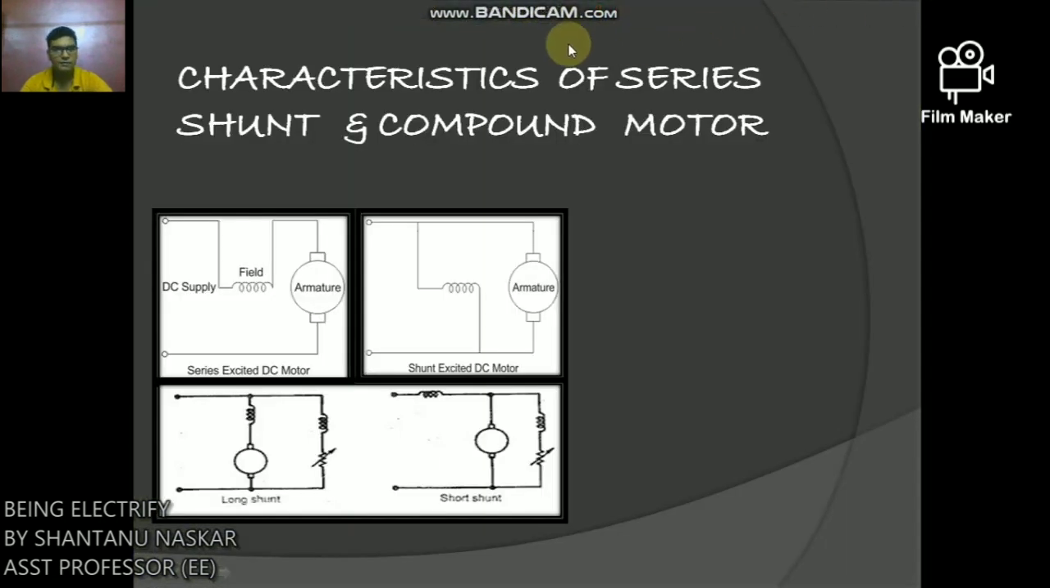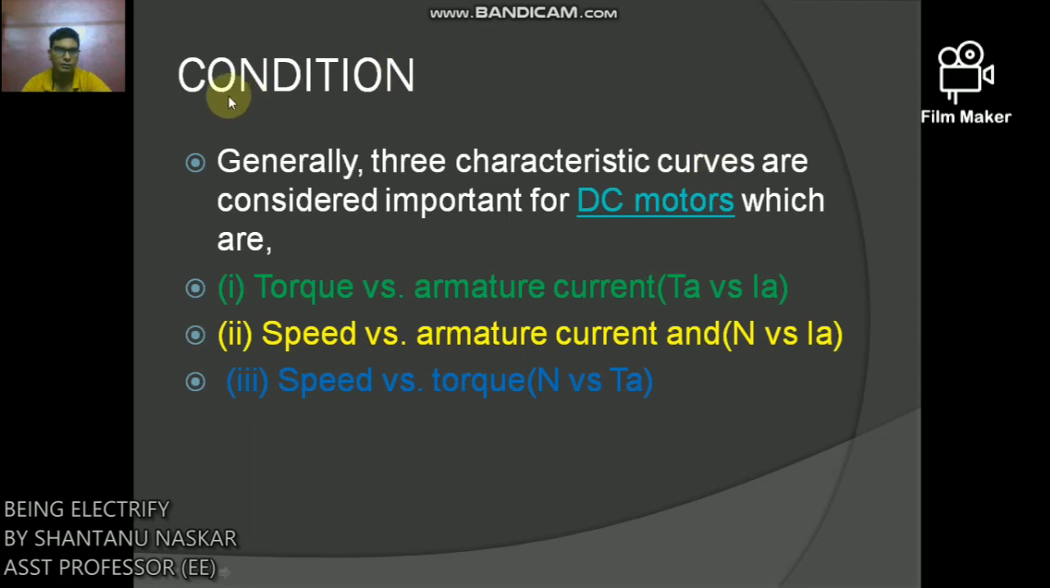Now we come to the characteristics of series, shunt and compound motors. Generally three characteristic curves are considered important for a DC motor, which are torque versus armature current, which is Ta versus Ia, speed versus armature current, N versus Ia, and speed versus torque, N versus T.